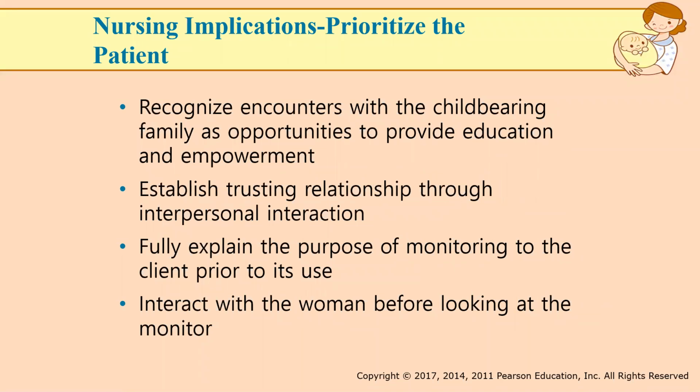Nursing implications: we need to prioritize our patient, and recognize encounters with the childbearing family as opportunities to provide education and empowerment. Again, let them make as many choices as possible. Build a trusting relationship through interpersonal interaction. Sometimes technology interferes with this because it's so easy to monitor from outside the room. We want to make sure that we're doing a lot of one-on-one nursing care. Make sure to fully explain the purpose of monitoring to your client before you use it. And always look at your patient when you're talking to them and not something else.